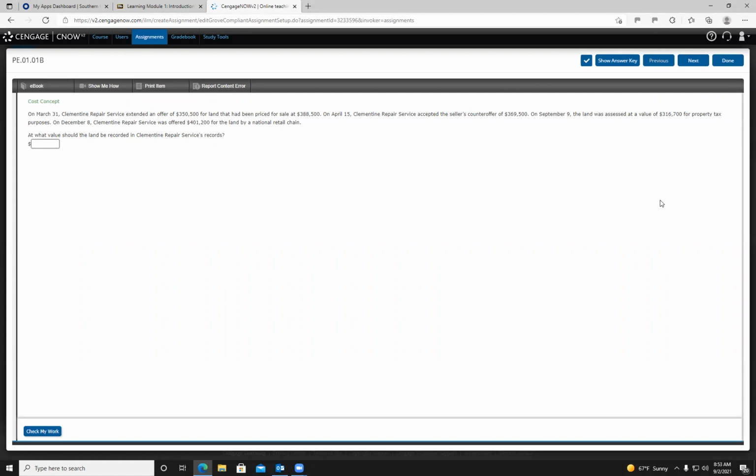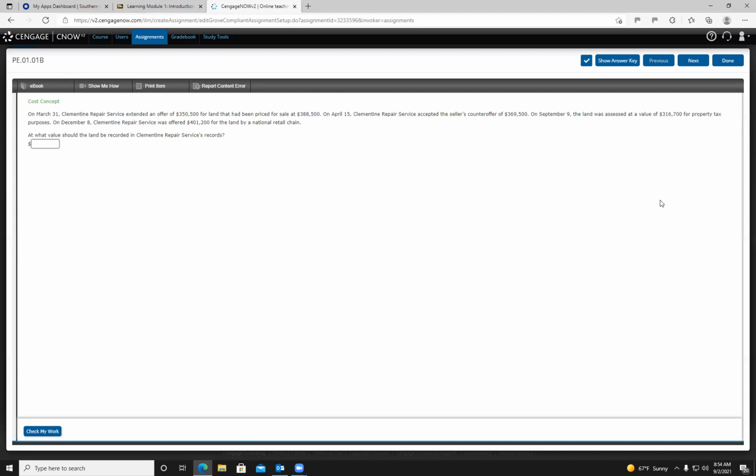You're going to have the original listing price, which here was $388,500. Then you're going to have the initial offer by the purchaser. Clementine Repair Service extended an original offer of $350,500. But Clementine Repair Service accepted the seller's counteroffer of $369,500. Then they had the land valued for tax purposes, and that value was $316,700. And then in December, Clementine was offered $401,200 by a national retail chain that wanted to buy the land.